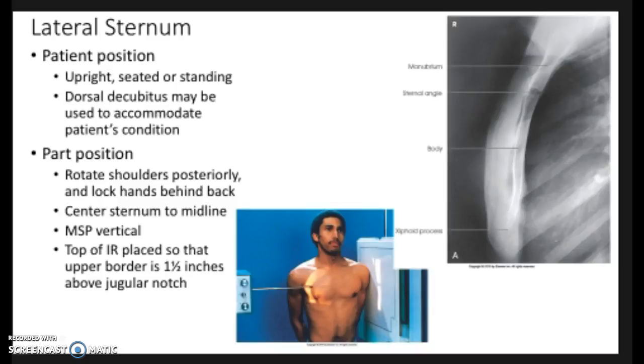The sternum, of course, being in the center of the chest, is far enough away from the image receptor that you're going to need some more distance to account for that. 1.5 inches collimation. You want the IR above the jugular notch, and that will help you center mid-body and get your collimation open where it needs to be.